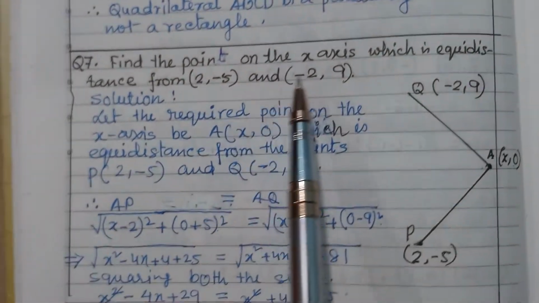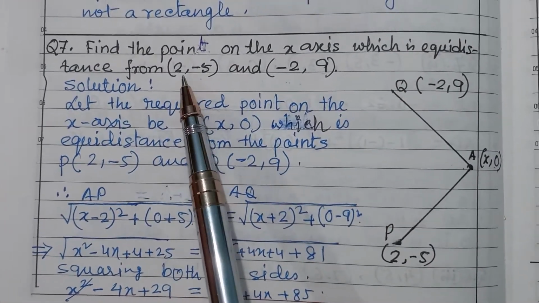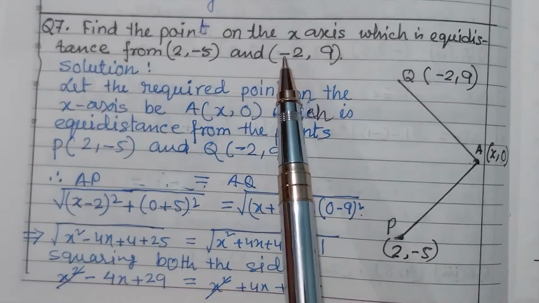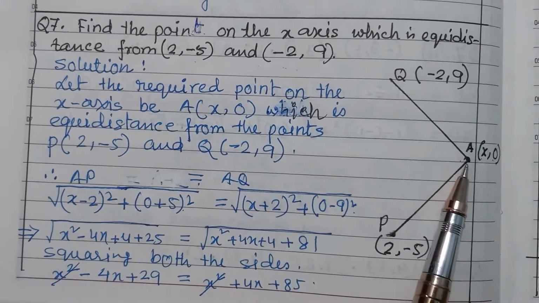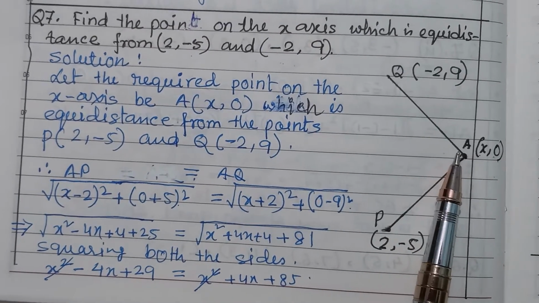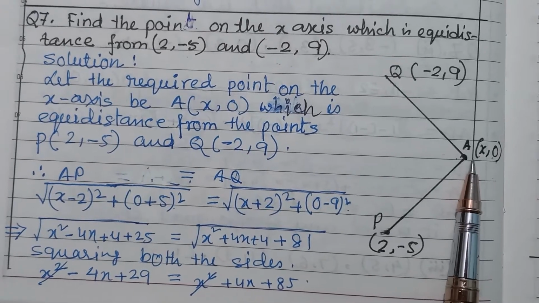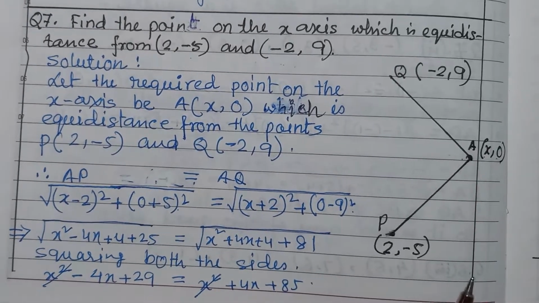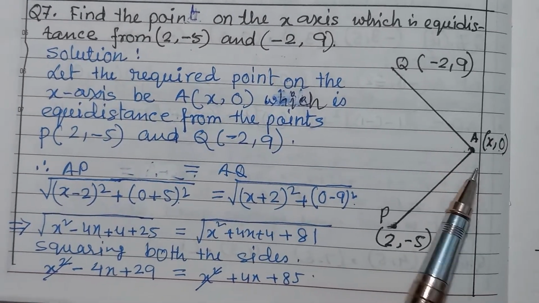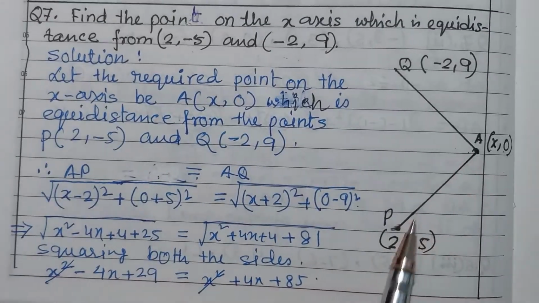Question number 7. Find the point on the x-axis which is equidistant from (2, minus 5) and (minus 2, 9). So let A be a point on the x-axis. Any point on the x-axis is (x, 0): the x coordinate is x and the y coordinate is 0. From here, the two points P and Q are equidistant.